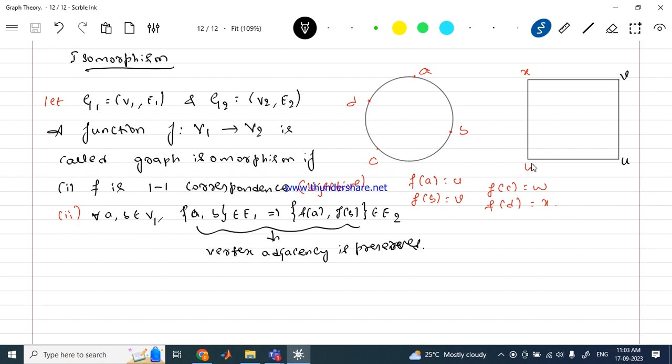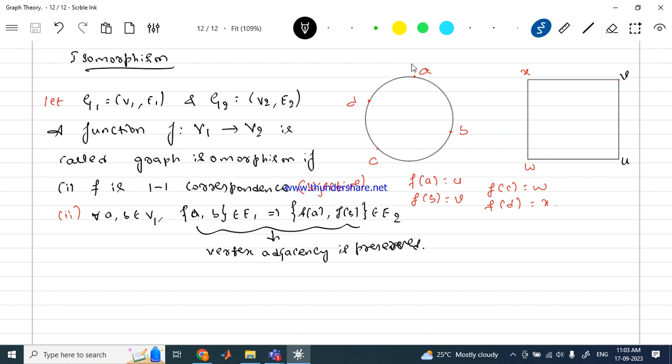In this case what happened? W. So f of C is W and f of D is X. Instead of interchanging these two, A and B are adjacent, A and C. I should make A and C adjacent here. A and C's images are U and W. So U and W. Yes, that is what you can see here.